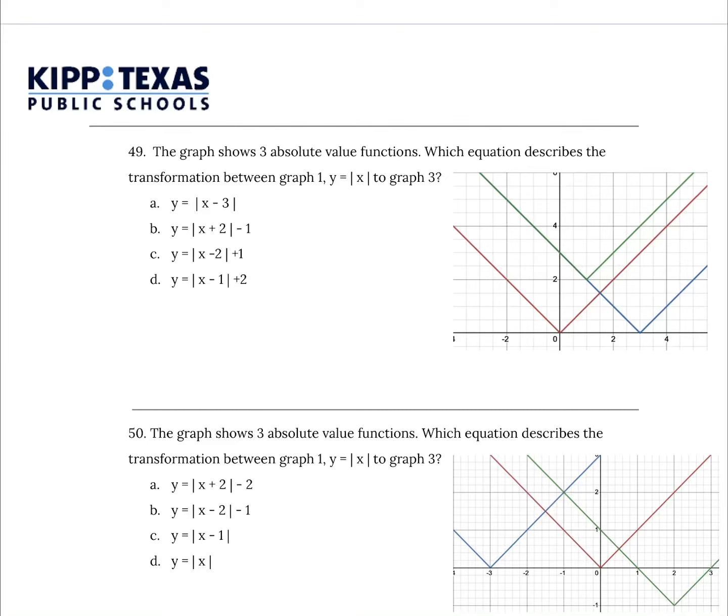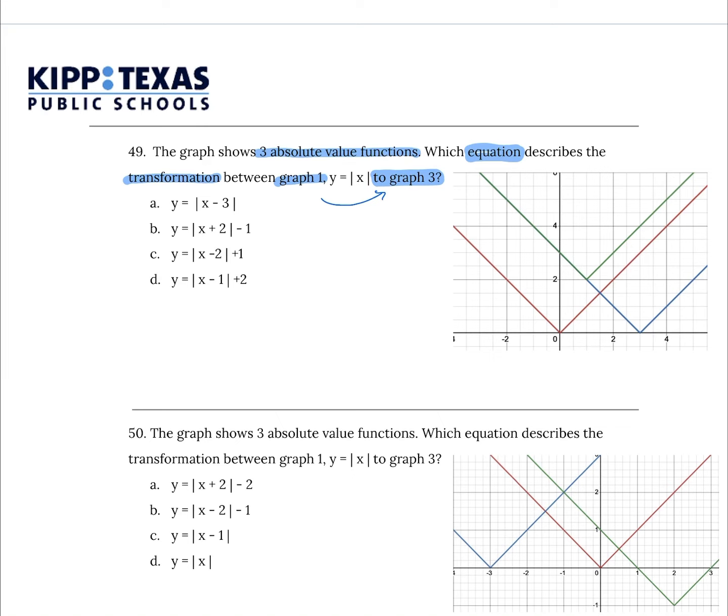We're going to go ahead and work on question 49. So the graph right here is going to show us three absolute value functions. Now, out of the three absolute value functions, the question is asking us to find an equation that describes the transformations between graph 1 to graph 3. So I need to come up with the equation that goes from graph 1 to graph 3.